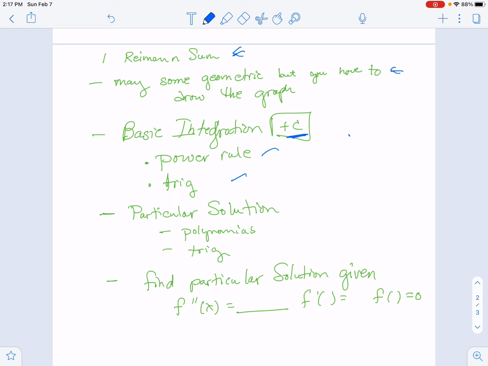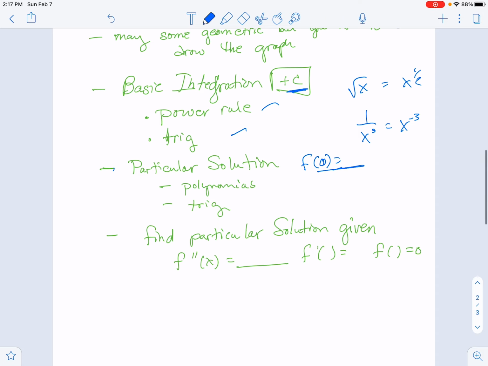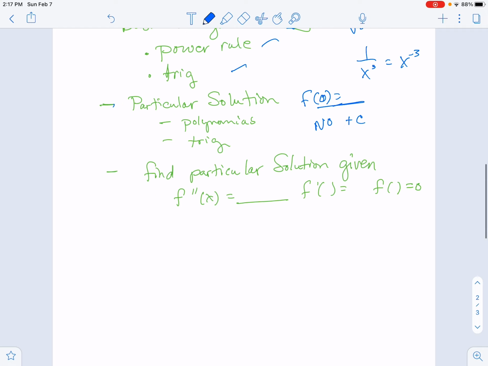Rewrite when necessary, right? The square root of x you're going to write as x to the 1/2. 1 over x cubed you're going to write as x to the negative 3. Same rules we always had. Then you have to find particular solutions. Then when they do that, they usually tell you f of 1 is equal to, or f of 0 equals, so that you have a reference point to find the particular solution. There's no plus c.